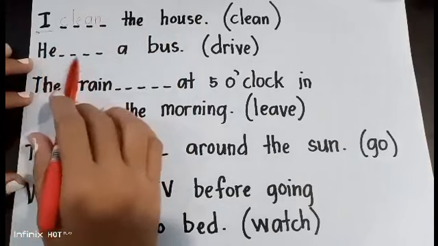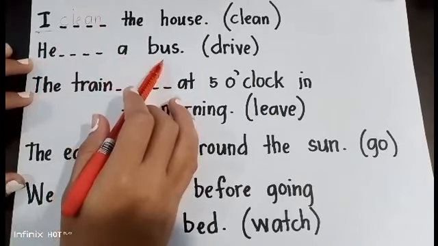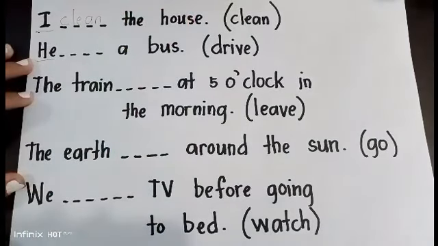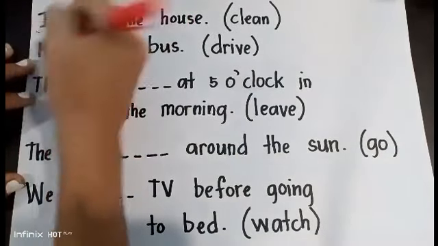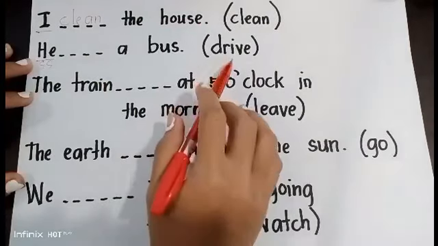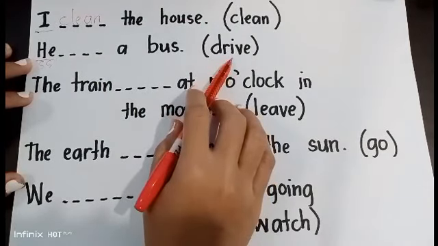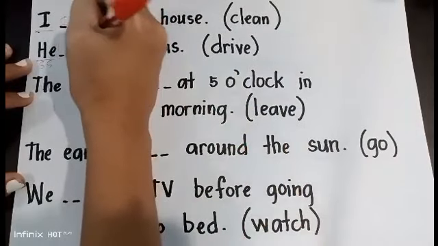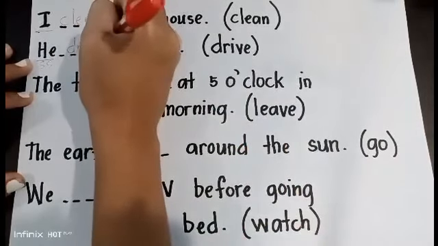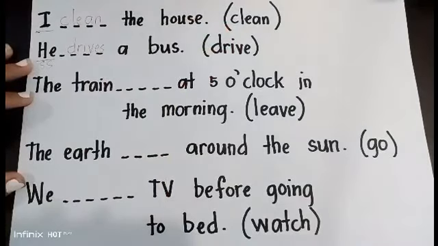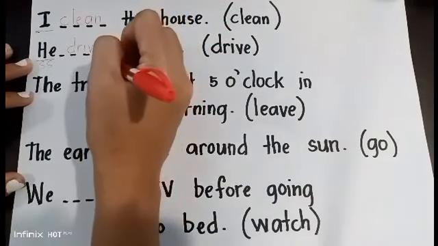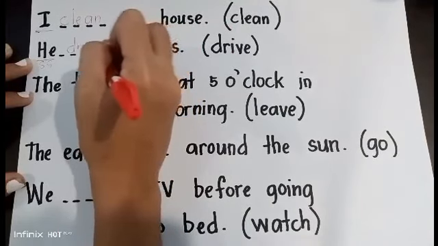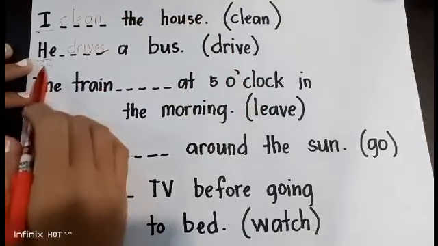Next, he blank a bus. Look at your subject. It's he. He is a singular subject. So use the verb in singular form. So it becomes drives. Remember that we put s to the end of the verb if we have a singular subject.